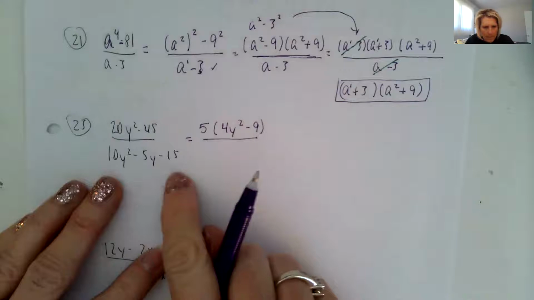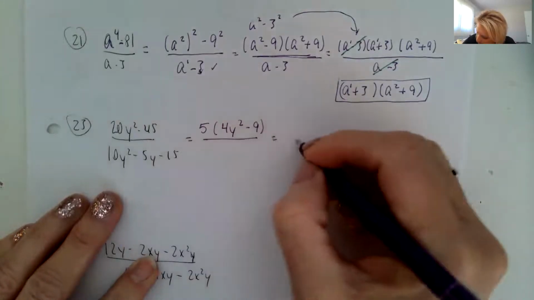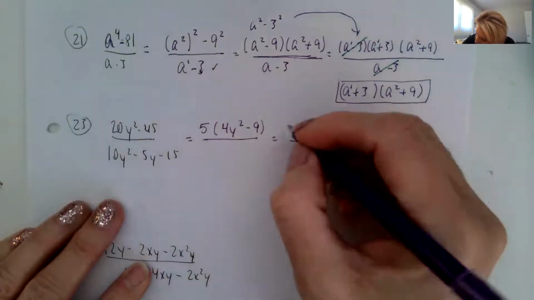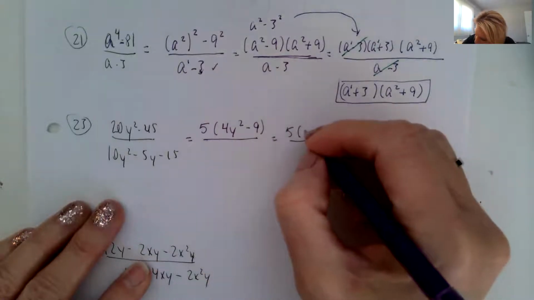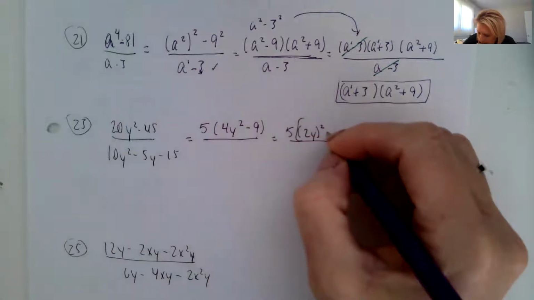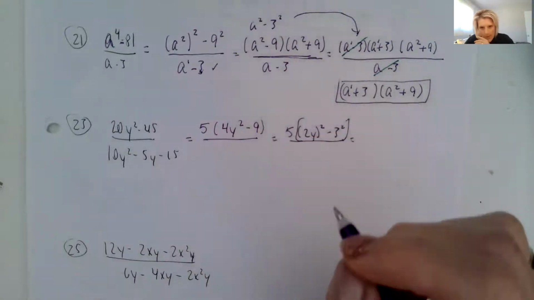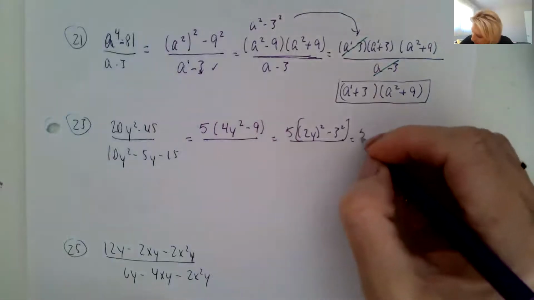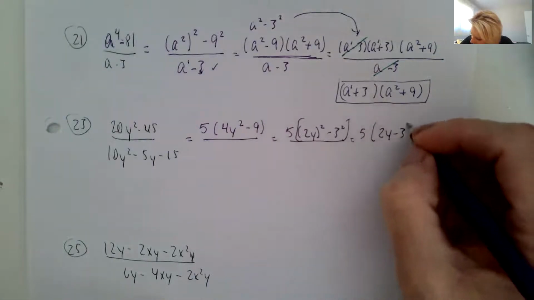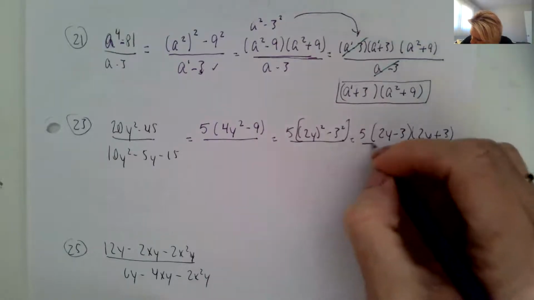And can we factor? Let's just finish the numerator. So now on top we have 5 times 2y squared, right? Minus 3 squared. So it is a difference of squares. So we can write the numerator as 5 times 2y minus 3 times 2y plus 3. That was another difference of squares.